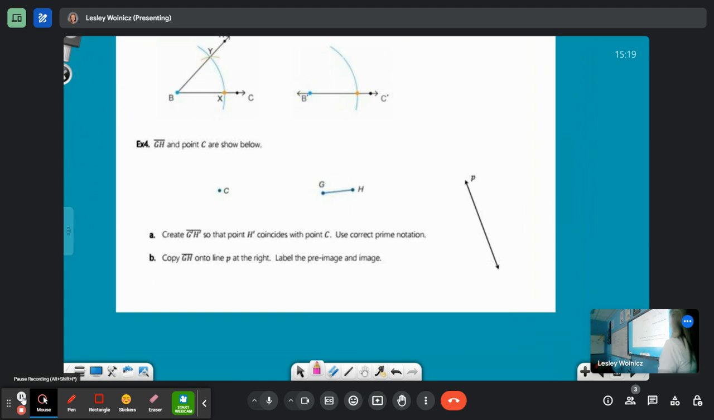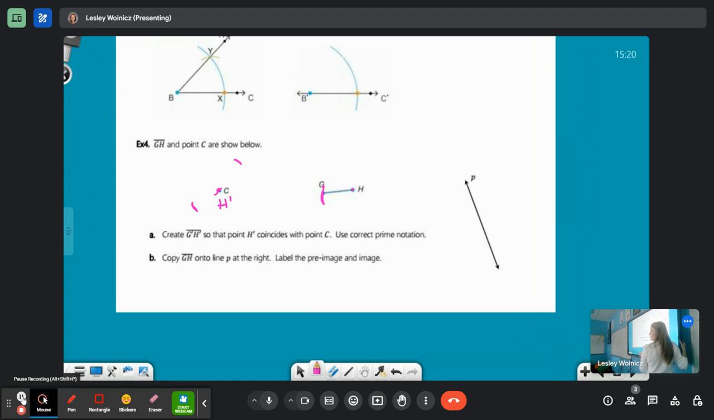All right, so we have GH, the segment, and we also have point C shown below. This is going to be really easy. This is just copying segments. I just didn't give you any that were worded like this, okay? So we have to make segment G prime H prime, so that H prime coincides with point C. So C needs to be the H prime, okay? And G needs to be like that far away, whether it's here, over there, it doesn't matter. Okay, you just have to make H prime land on point C. Can you guys do that?